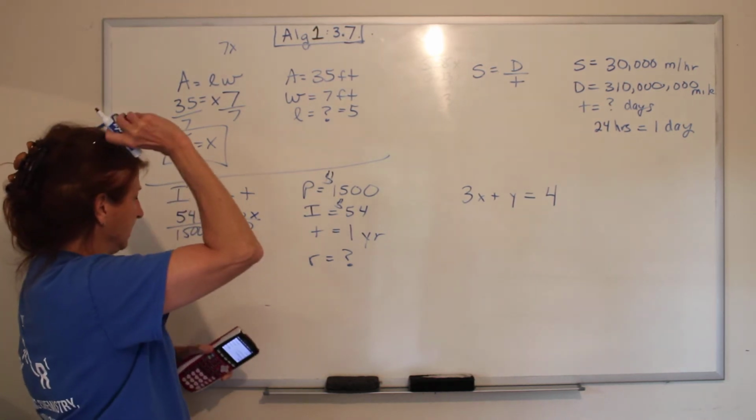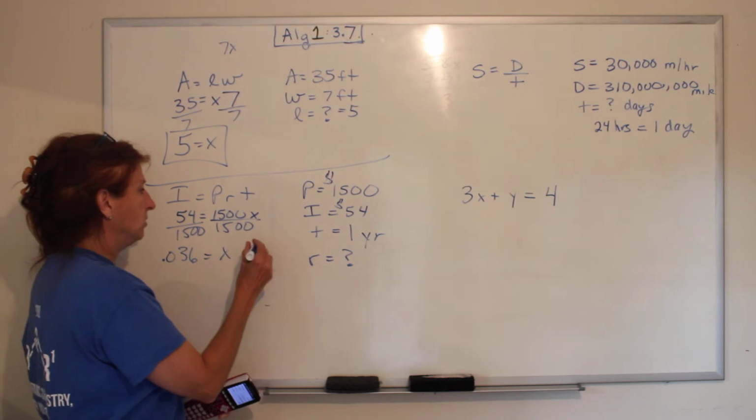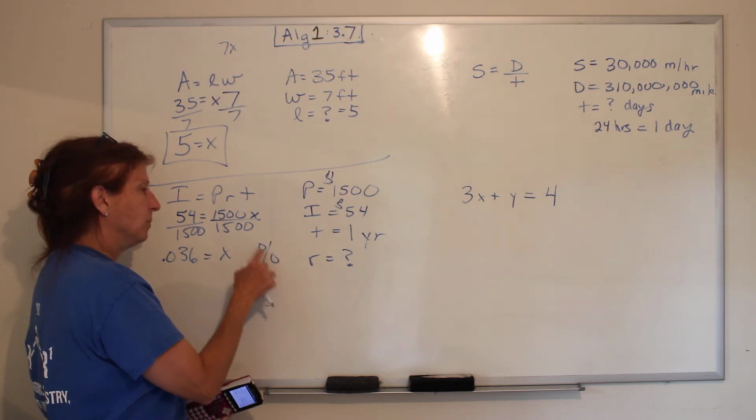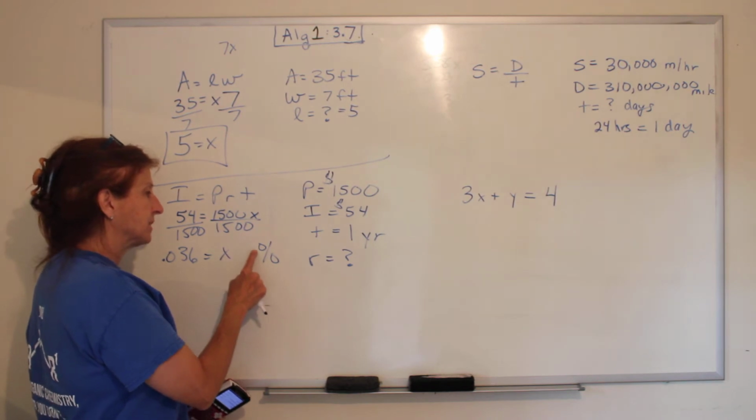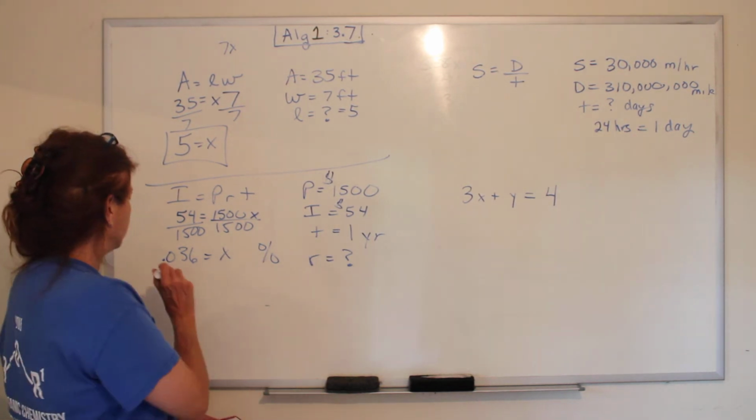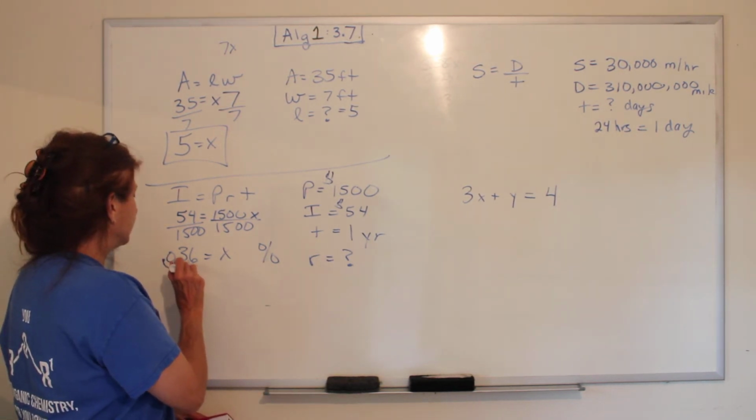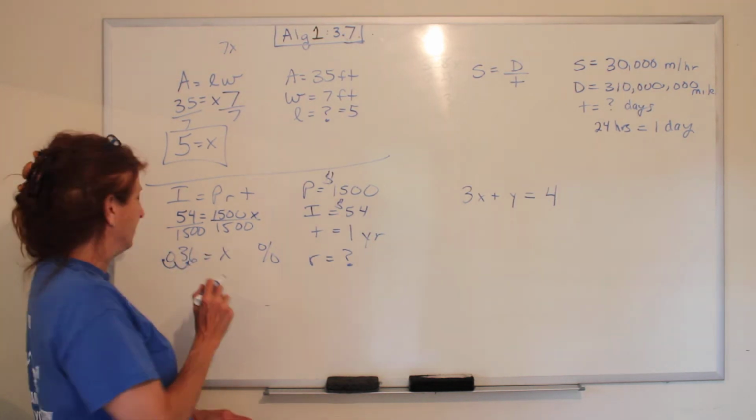0.036. And to change something from a decimal to a percent, you move the decimal place 2 places. And how you remember that is the percent sign has 2 zeros. So we move it 2 places this way, 2 frog hops, say ribbit.